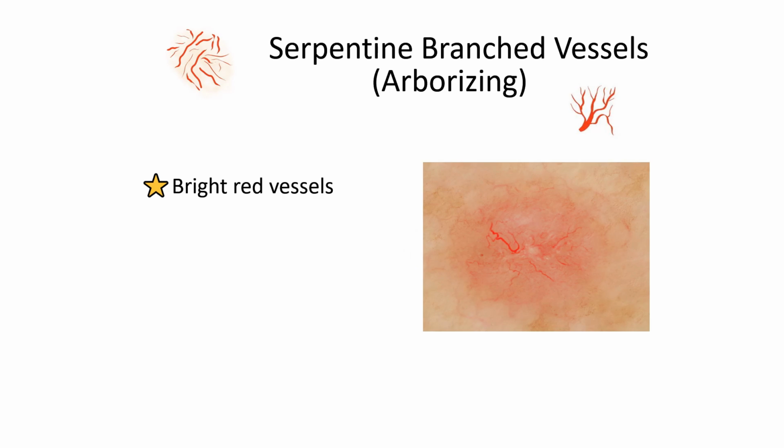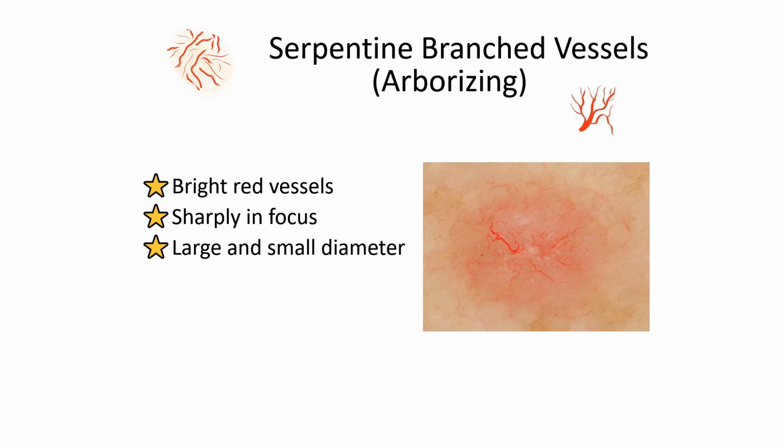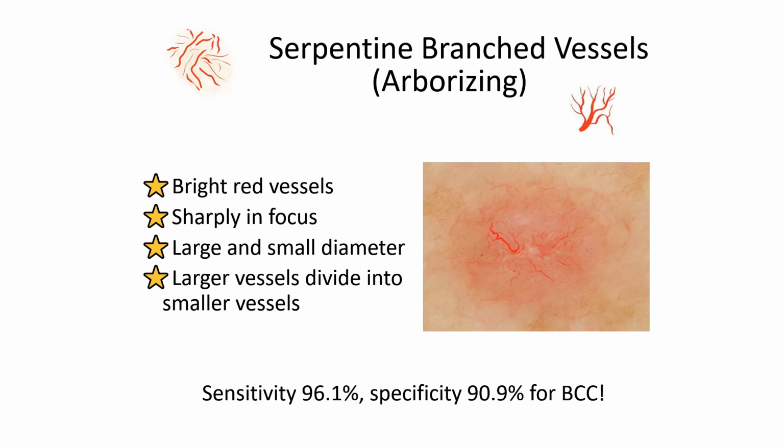Serpentine. These are bright red vessels, sharply in focus, large and small diameter, and the large vessels divide into smaller vessels. And it has very high sensitivity and specificity for basal cell carcinoma. Another name for these serpentine branched vessels is arborizing vessels.